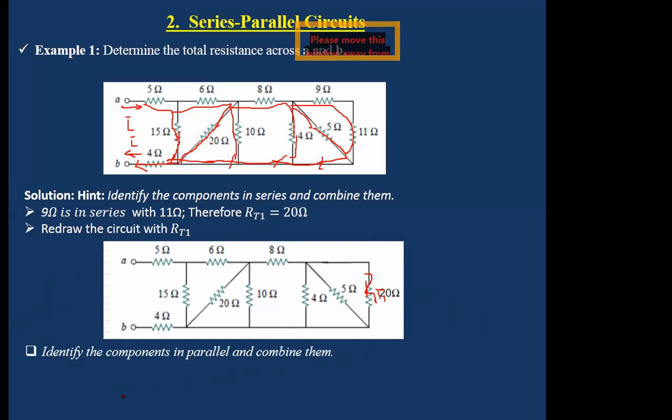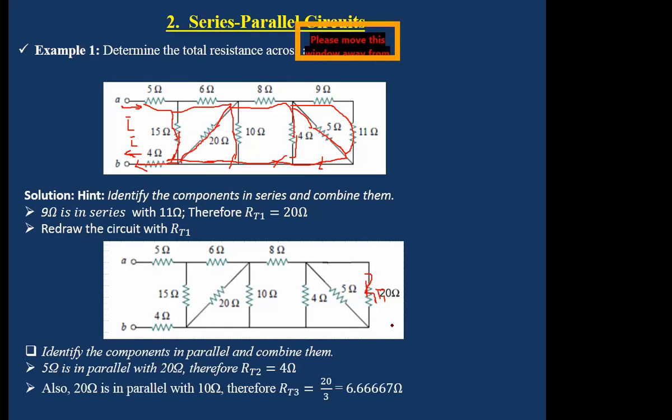Then you identify components that are in parallel. From there, you realize that the 5 ohm resistor and the 20 ohm resistor, which is RT1, are now in parallel. So you combine this and that. The two, product over sum: their product is 100, their sum is 25. So RT2 is 4 ohms, right?